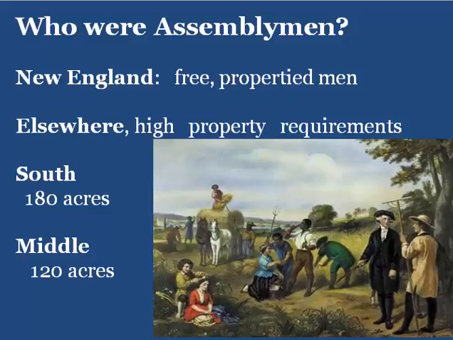So who were the assemblymen? Part 2. In New England, free propertied men. Right, you didn't have to own much, but if you're a free guy and you own property in New England, you could be an assemblyman. Everywhere else, much higher property requirements. For example, in most of the South, 180 acres at least. If you owned 170, you couldn't become an assemblyman. In the middle colonies, New Jersey, Delaware, Maryland, and Pennsylvania, 120, so it's less so.